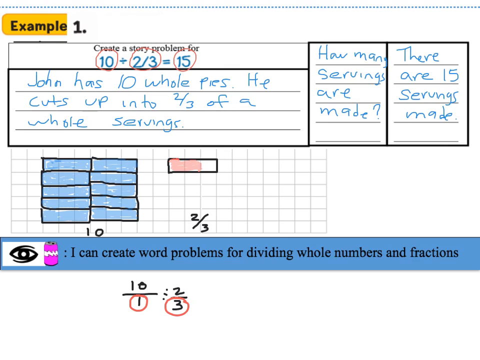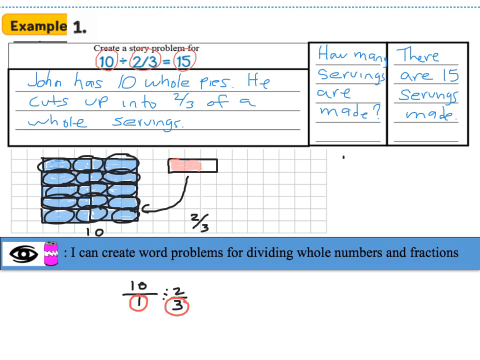Now I want to circle how many times the red can go into the blue. And it can go in a lot of times, so here's 1, 2, 3, 4, 5, 6, 7, 8, 9, 10, 11, 12, 13, 14, 15. So that's where we got the number 15 as our quotient.